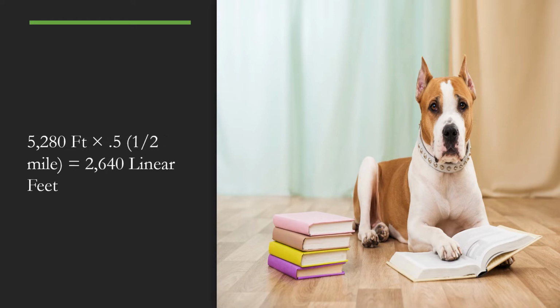Then you take the 5,280, which represents the other mile, but the other side is only 1/2 mile, so we divide that in half or multiply it by 0.5 to equal 2,640 linear feet.